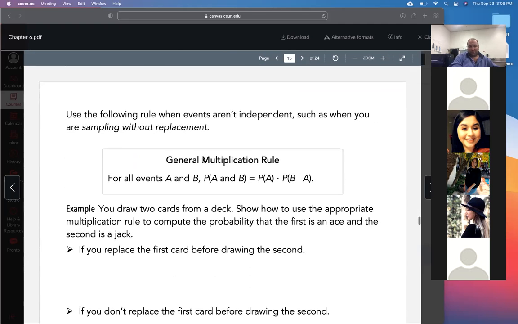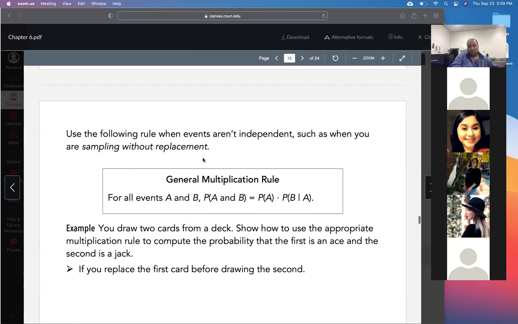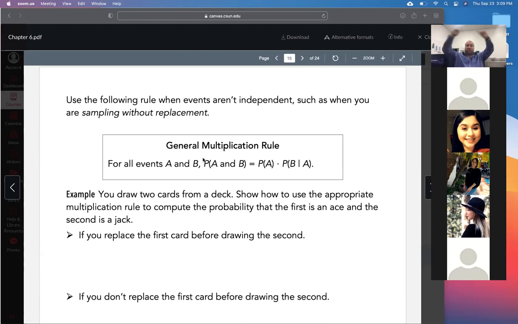And if they're not independent, we have a slightly different rule. And this is more general. This one holds independent or not. So in the independent case, we multiplied them. In this case, we also multiply them. But what are we multiplying? We're multiplying the first event by the second event, given that the first one occurred. So in the last example, the first one was 5 out of 10. And then given that it occurred, the second one was 4 out of 9. So it's the same multiplication. It's just the numbers change a little bit.